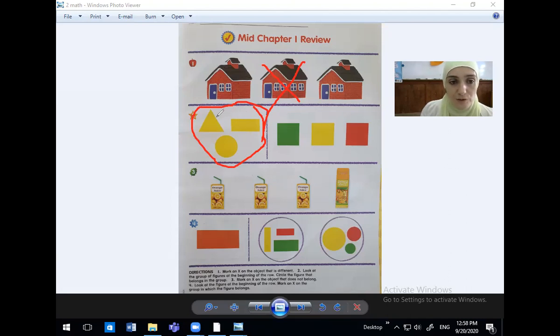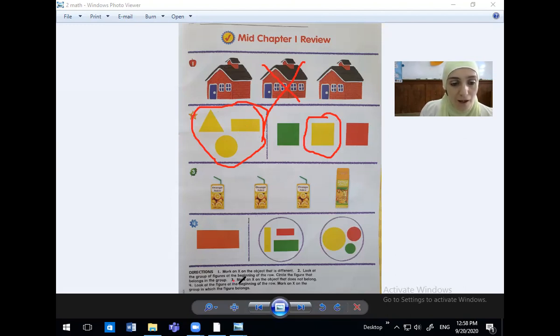If we see this group, if we analyze this group, all figures are the same color, yellow color. So which figure would fit this group by color? We have just one yellow figure and we circle it. So because this figure can be in this group, it refers to this group, the yellow color. They are all yellow color.